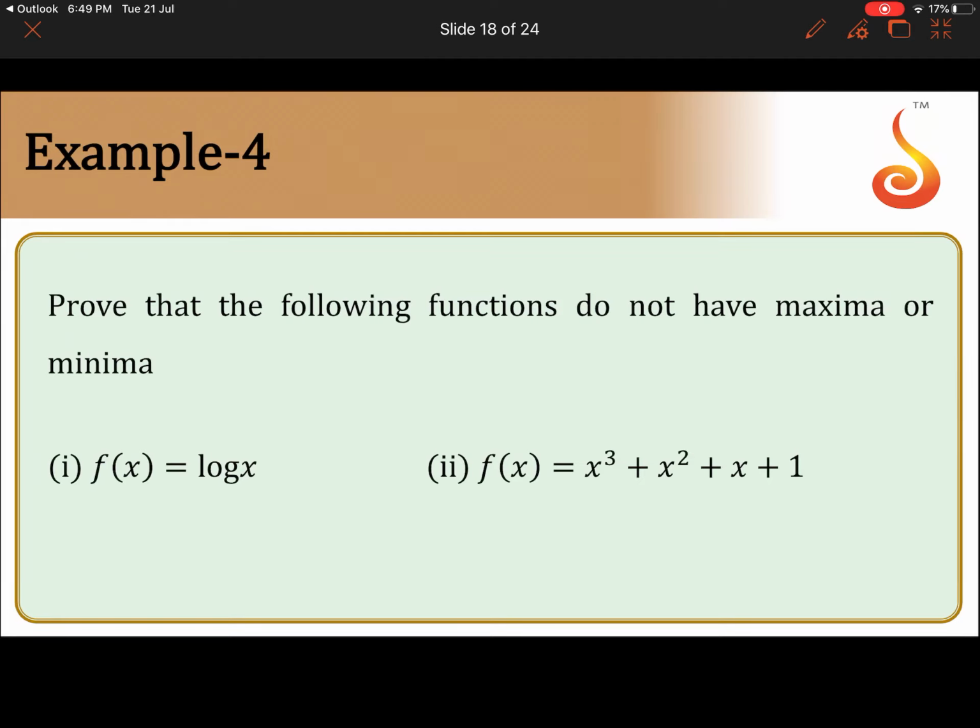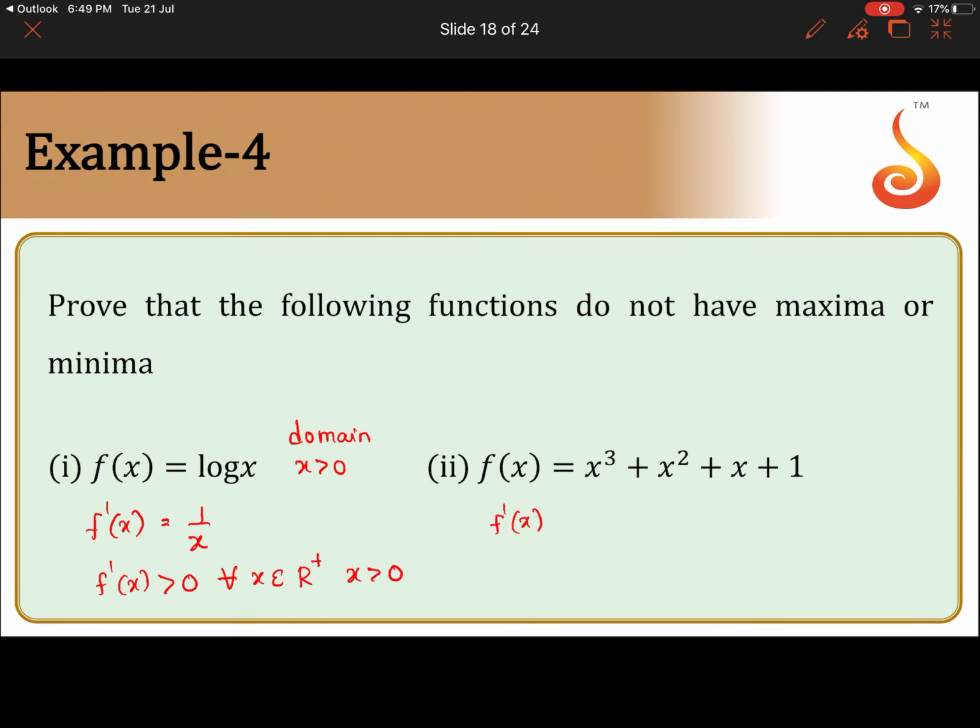For these functions, we have to show that there is no maximum or minimum. See, f dash x is equal to 1 by x. We know the domain of log x is x greater than 0. So what we observe? f dash x is always greater than 0 for all x belonging to positive real numbers. Okay, it means for all x greater than 0, so it is always an increasing function.